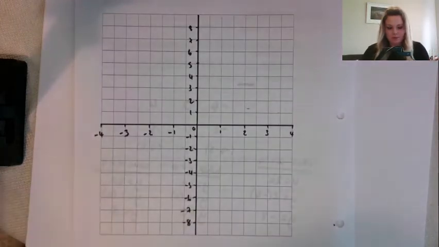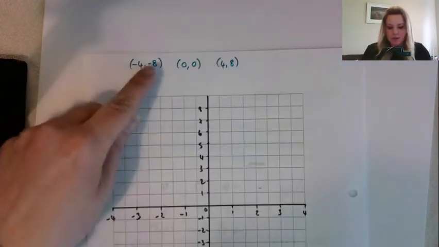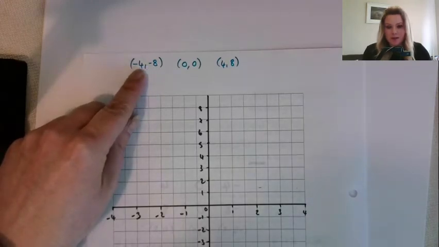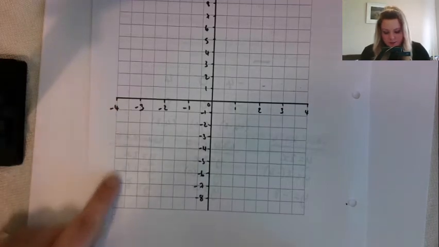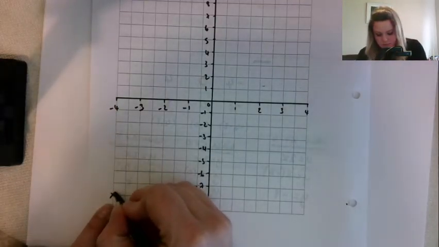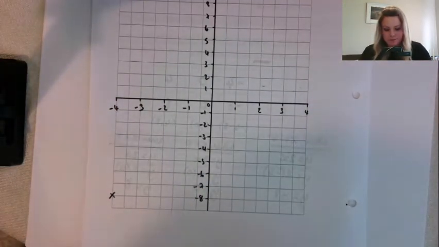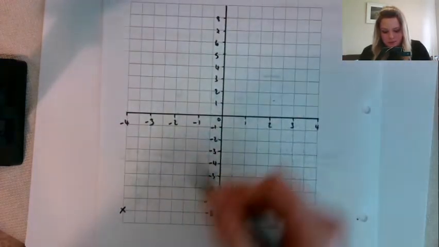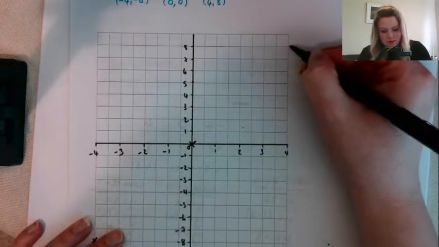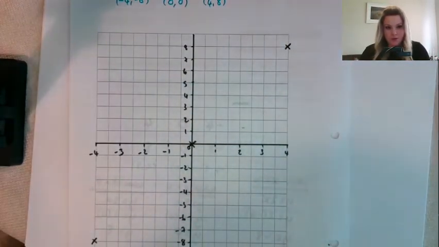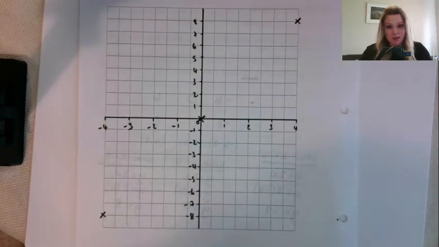Okay, so we've got our axes ready. Next thing, all we have to do is to plot our points. So let's start with this one. X is -4 and y is -8. So -4, -8. Put a wee X. 0, 0 is here. And then 4, 8. There's our 3 points. They're going to give me a nice straight line.